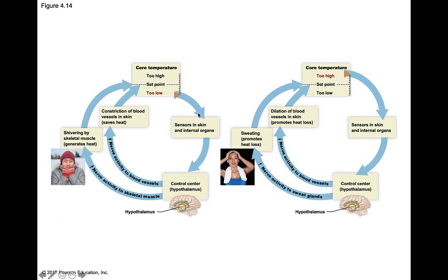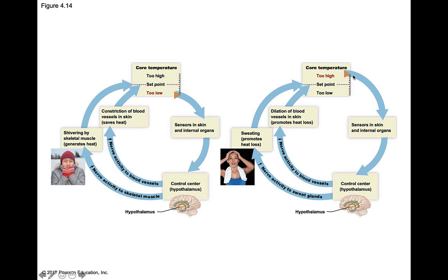So it's really cold out. Okay, we've got sensors within the skin and internal organs which detect that. They're going to send that information to the hypothalamus. And then the hypothalamus is going to do a couple of things. It's going to increase activity to skeletal muscle. So you're going to start shivering. Okay, that's waste heat in an effort to heat the body. And then also the body is going to focus on protecting the core. You're going to see blood vessels actually constrict within the periphery. Okay, and all of those mechanisms hopefully are going to bring temperature back to where it should be.